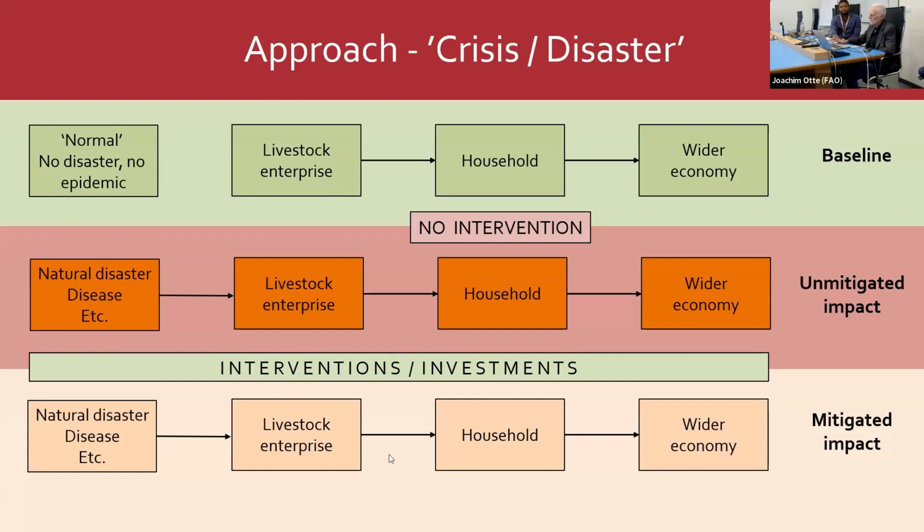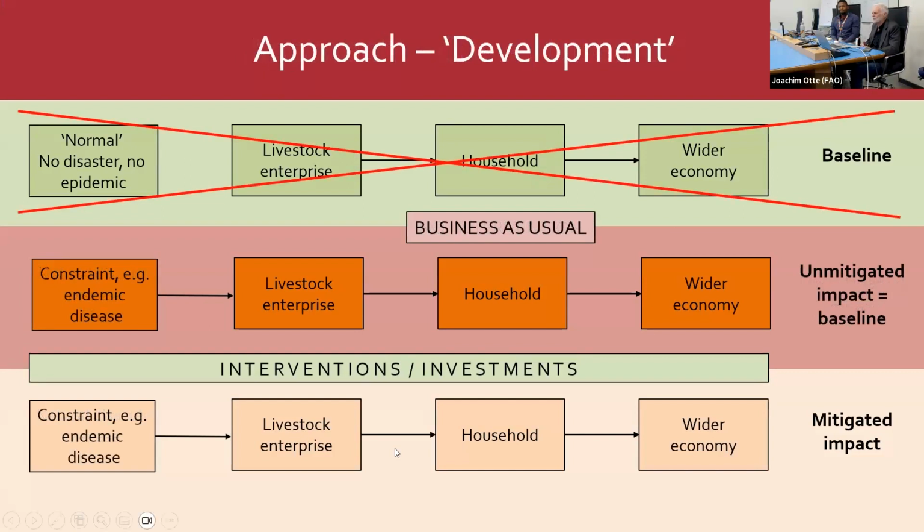So for the development approach, we don't need the top row. Basically, our business as usual scenario is the baseline. And then we look at what are possible interventions. So let's say we have chronic disease, or we have nutrition deficiencies over certain periods of the year. There again, our unmitigated impact, or our business as usual, is our baseline. We do our intervention, that is the mitigated impact, and the calculation is the same.